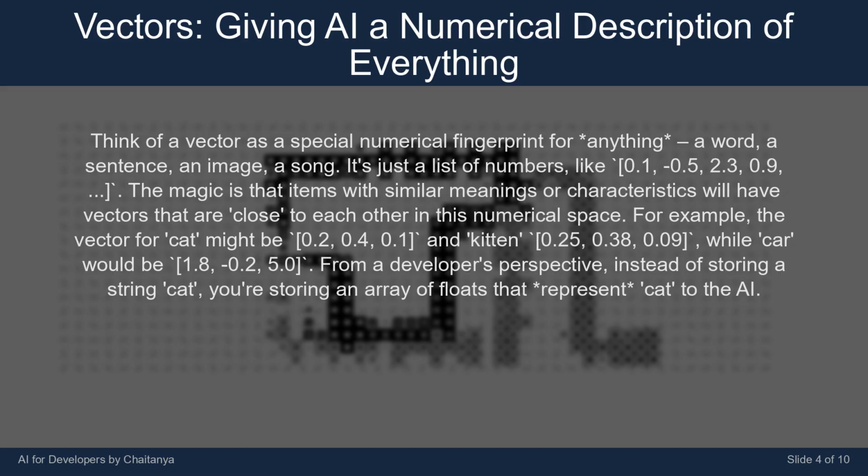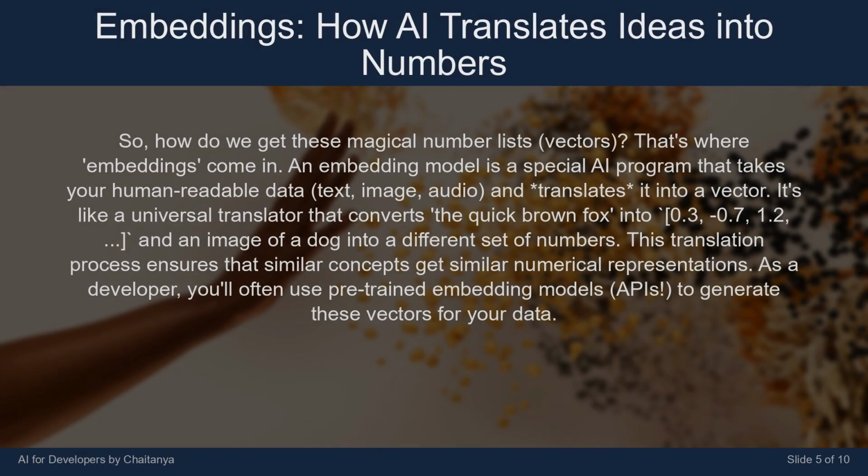For example, the vector for cat might be 0.2, 0.4, 0.1, and kitten 0.25, 0.38, 0.09, while car would be 1.8, -0.2, 5.0. From a developer's perspective, instead of storing a string cat, you're storing an array of floats that represent cat to the AI. So, how do we get these magical number lists?